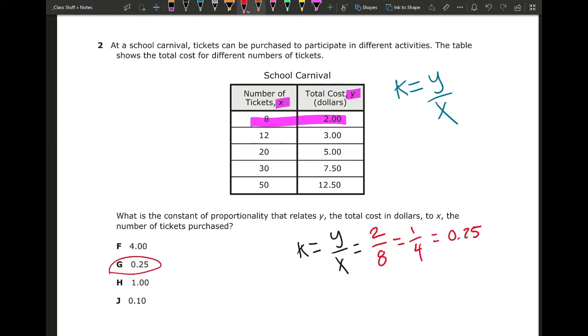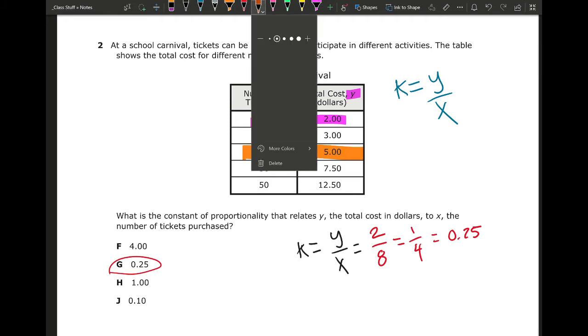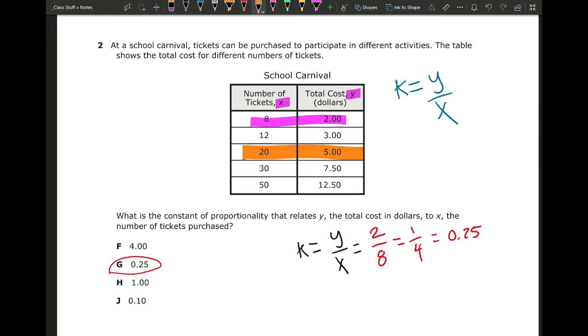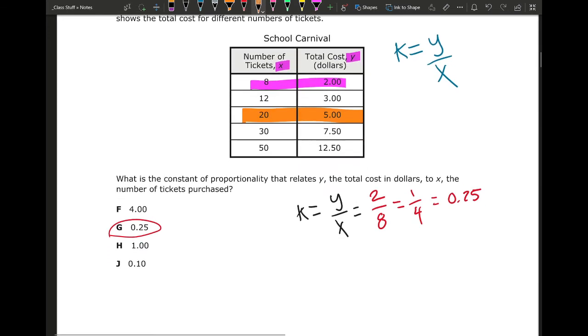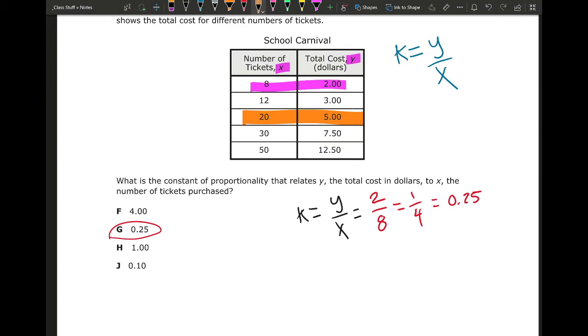Now you can do that with any one of these numbers right there. So if I pick that one, it's very simple. I just do that one. So for that one, instead of 2 over 8, I'm going to do 5 over 20. If I divide by 5, I get 1 and I get 4, and this is also 0.25. And that's it. That means that every ticket is 25 cents. Using the formula gets you there right away.